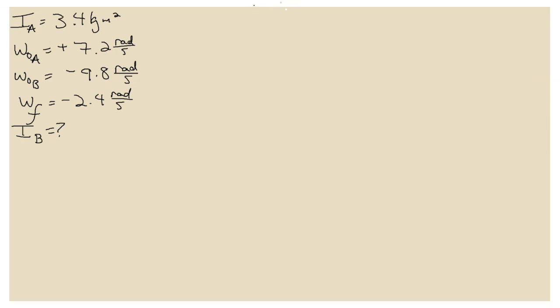So of course, like always, we start with conservation of angular momentum, L naught equals L final. And now we have to think about what contributes to the initial angular momentum. Well, it's not actually that complicated. Both disks are spinning in the beginning. So we have I_A omega naught A, plus I_B omega naught B.